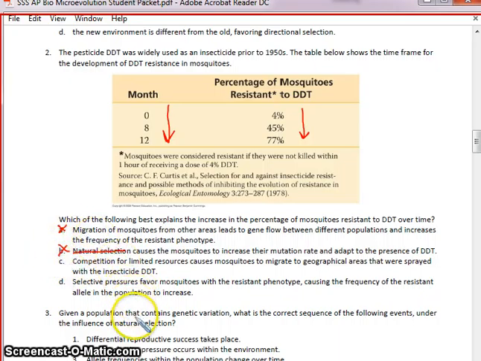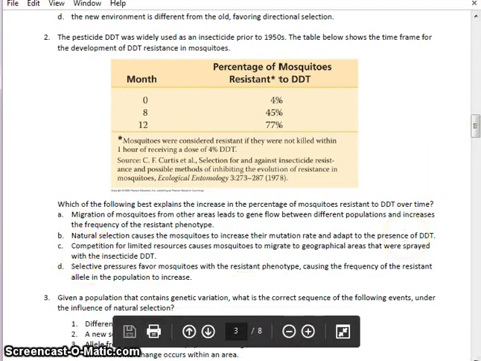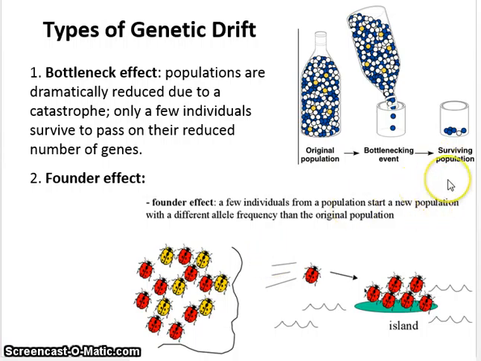So it's not because of natural selection or the environment in any way. The next one says competition for limited resources causes mosquitoes to migrate. Again, we're not talking about competition here or any type of migration. So let's look at the last one. Selective pressures favor mosquitoes with the resistant phenotype, causing the frequency of the resistant allele in the population to increase. And that is what we see here. We're going to go with that one for our answer, but let's quickly look at a picture of this.